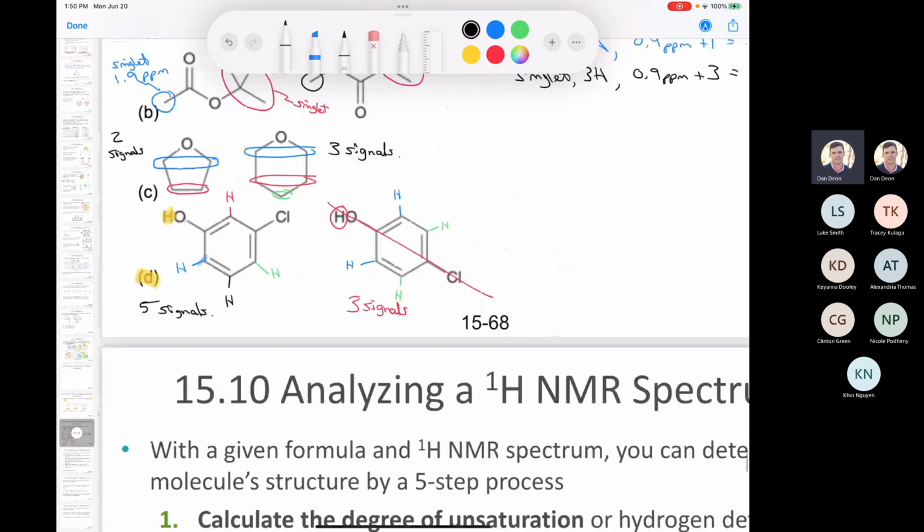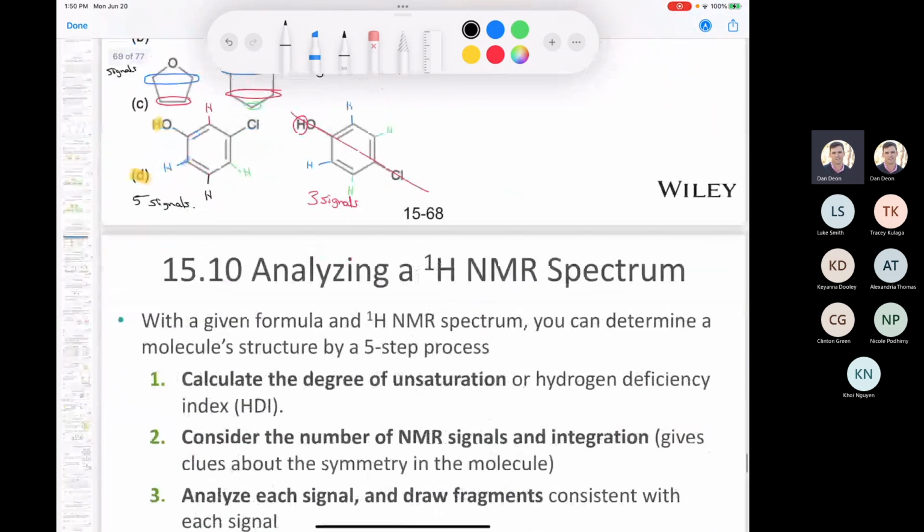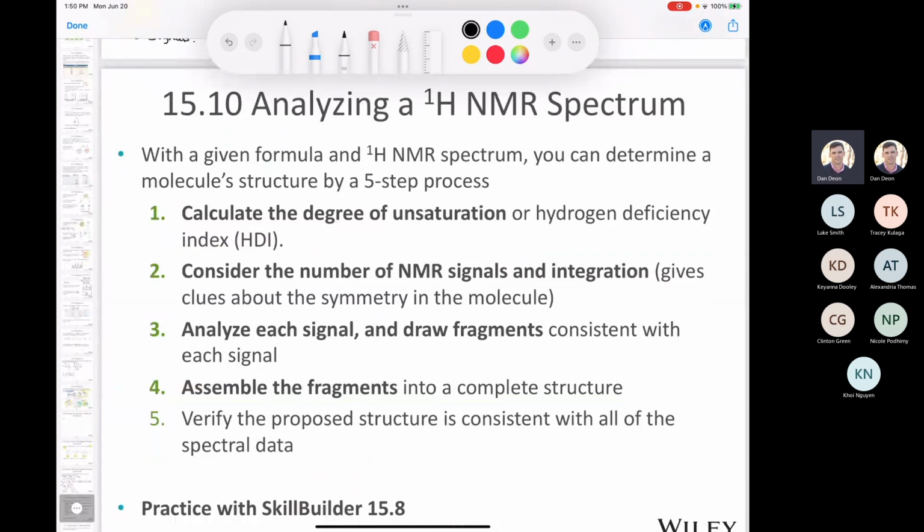If you go into the chapter 15 module on Canvas, you'll see that I have a little document posted there that I made a while ago. It's called A Strategy for Solving Spectra Problems. It gives you just a few tips on how to solve any problem that deals with spectra, meaning if you have NMR, mass spec, IR. But what I do if I have an NMR spectrum is try to follow this order of operations here.